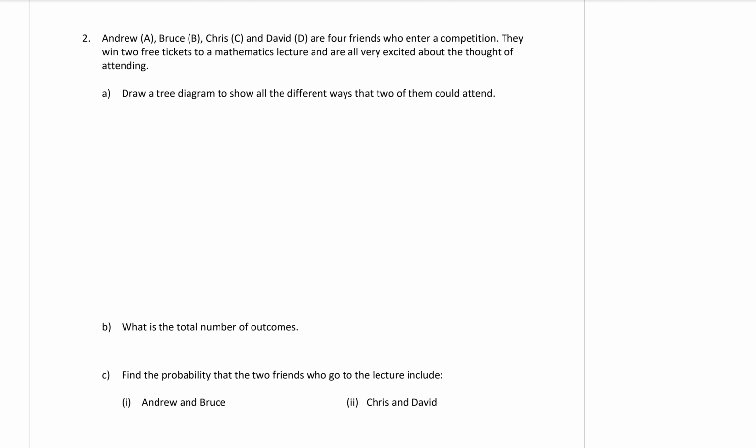So they have 2 tickets. So first of all, they need to decide who's going to get the first ticket. So that's going to be my first outcome. So first ticket. Now there's 4 of them. So Andrew, A for Andrew, B for Bruce, C for Chris, and D for David. One of those 4 would need to be picked to get the first ticket. So that is my first set of branches.